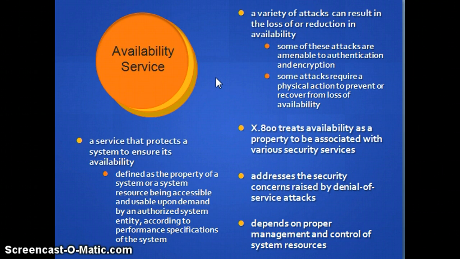Availability here means we would like to have our system available to the legitimate user anytime, availability to access the information anytime. We would like continuity of the service, a service that protects a system to ensure its availability. It is defined as a property of a system or a system resource being accessible and usable upon demand by an authorized system entity according to performance specifications.